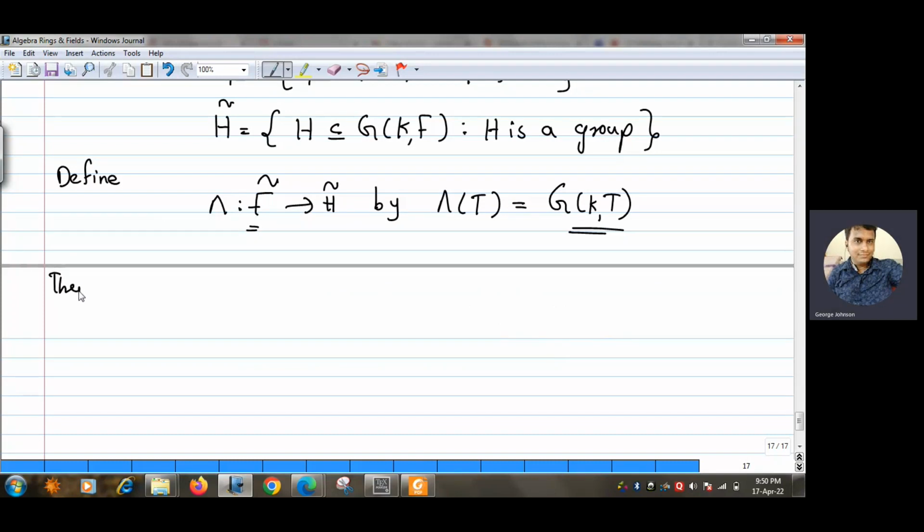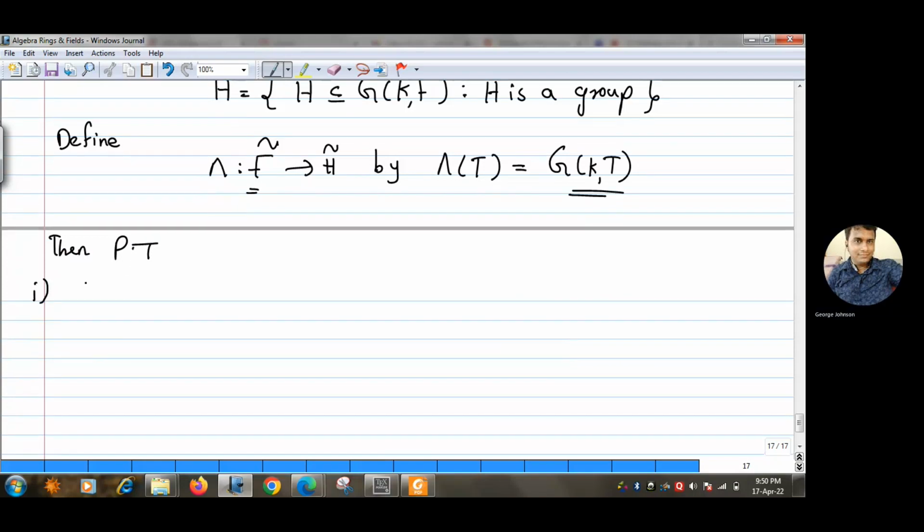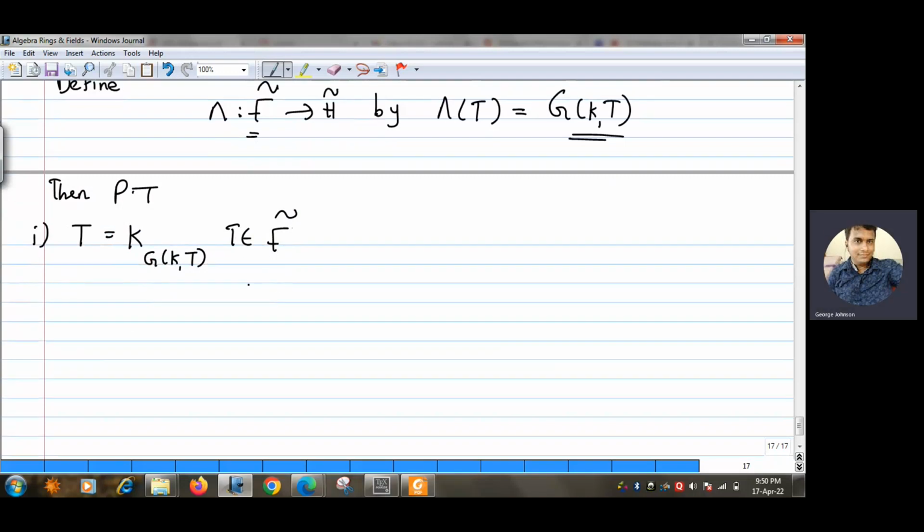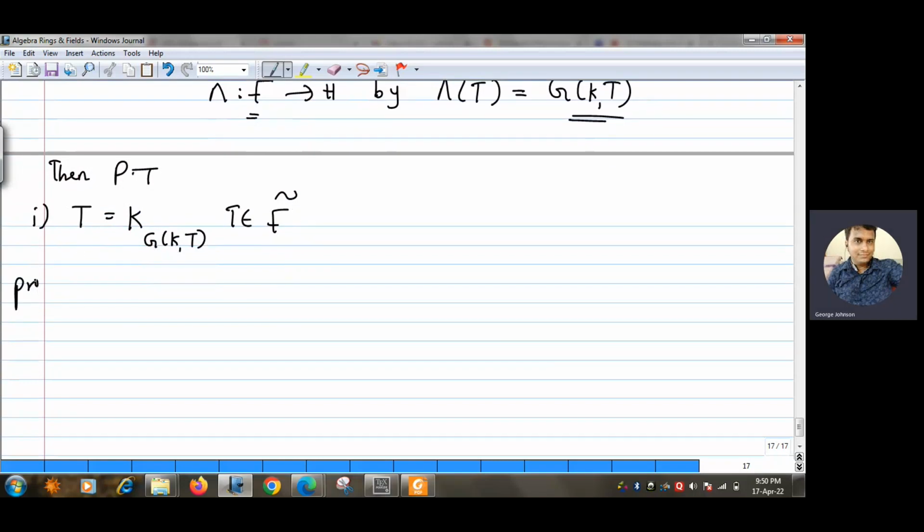Now, what do we have to prove? We have to prove 6 statements, and we prove all 6 one by one. The first statement is that T is the same as the fixed field of G(K/T), where T belongs to F tilde. Instead of writing out all the statements, let us first prove this one: the fixed field of G(K/T) is the same as T. That is what we have to show.